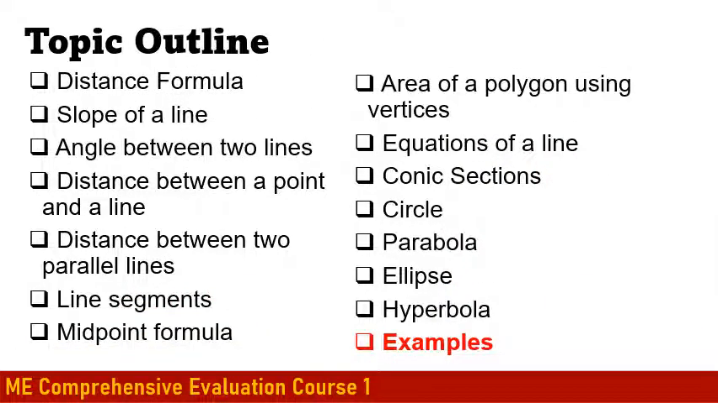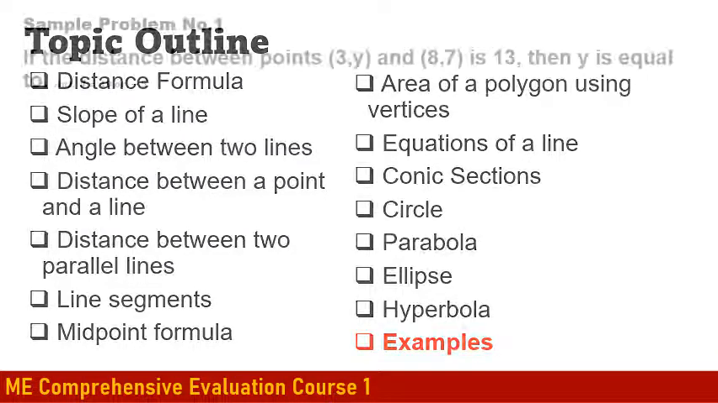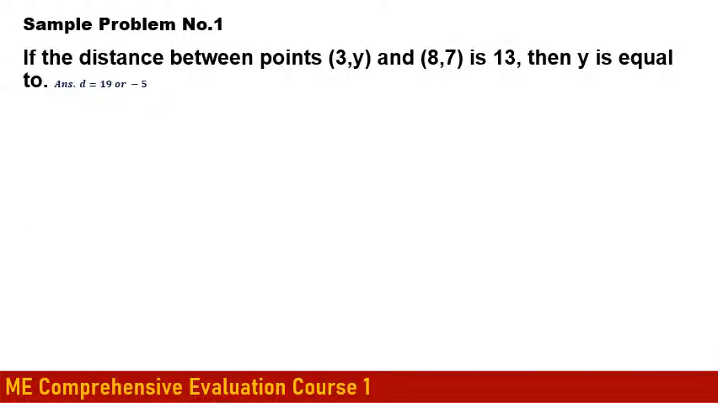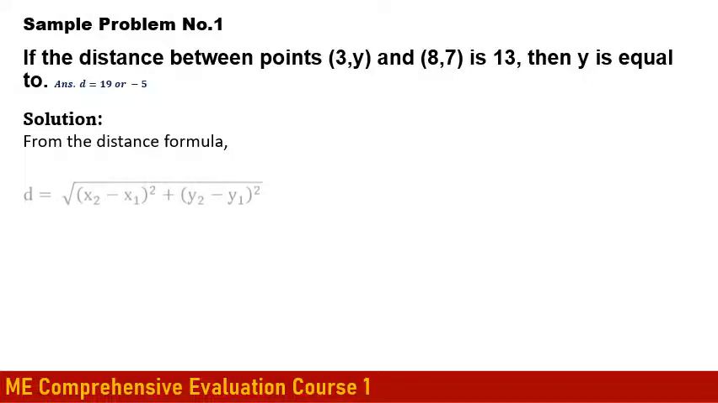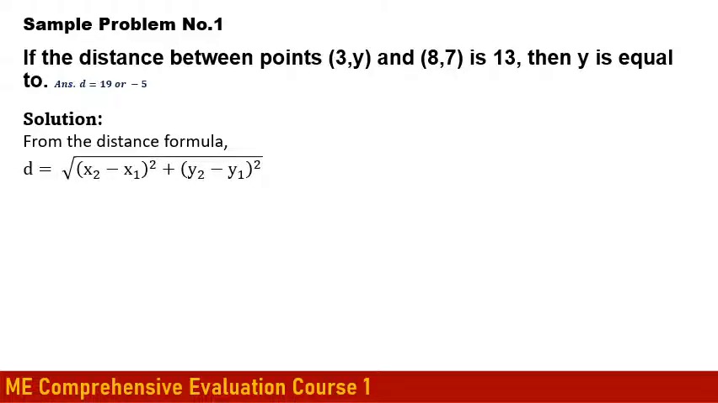So let us have some example for us to better understand how to use those formula of lines and the conic section. Let's have an example. If the distance between 2 points (3, y) and (8, 7) is 13, then y is equal to, so from the distance formula, we can see that this is the distance between 2 points on a plane. So we will use the formula that you can see here flash in the screen.